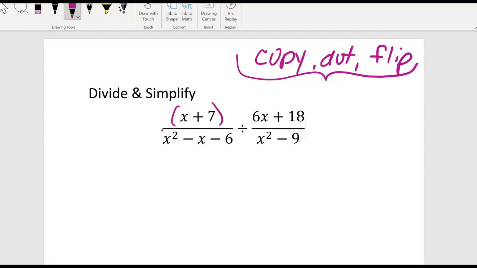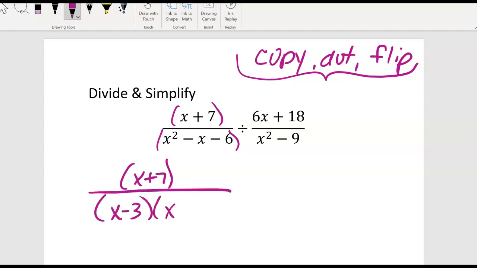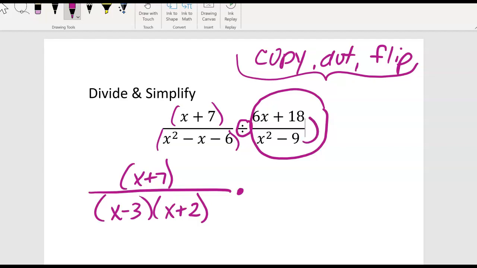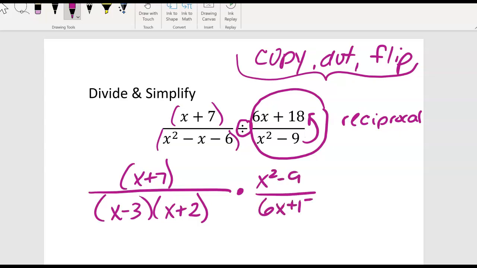You're going to take your first fraction and factor it as much as possible. So the top, x plus 7, I can't factor. The bottom is x minus 3 times x plus 2. The dividing, you turn to multiplying. And then the second fraction, your divisor, what you're dividing by, you're actually going to take and flip. We call that a reciprocal. That's a math word I'm sure you've heard a lot before. So the x squared minus 9 is on top, and the 6x plus 18 is on the bottom.